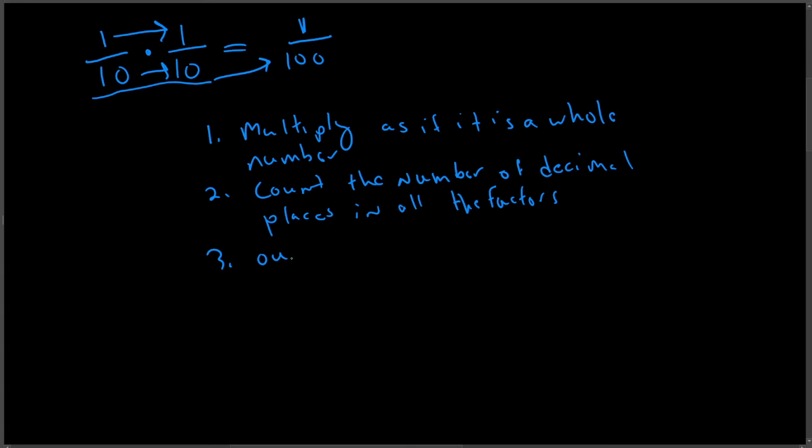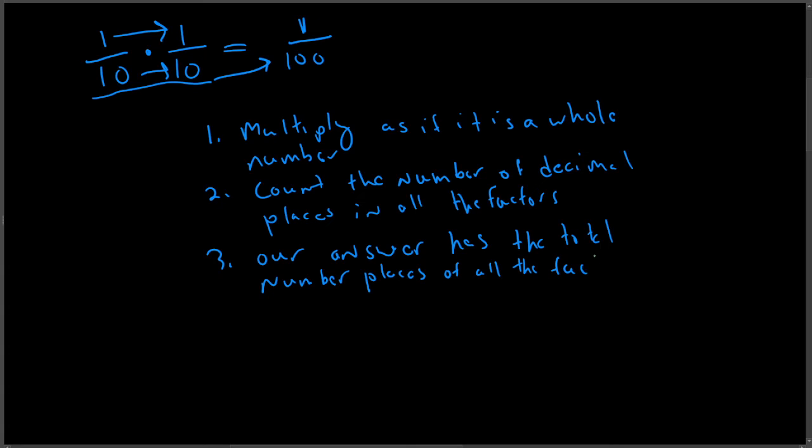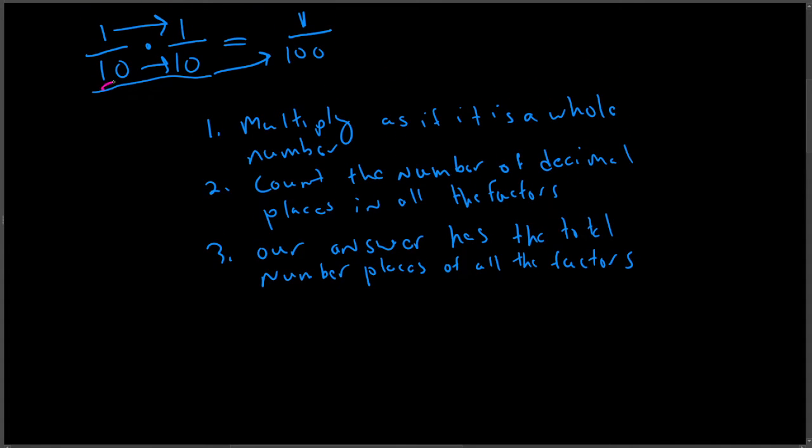And our answer has the total number of decimal places of all the factors. So we count up all those decimal places and our answer has to have that. So that might sound weird, but what it's doing is it's keeping track of those denominators that are hidden in the decimal place. So let's look at one here.